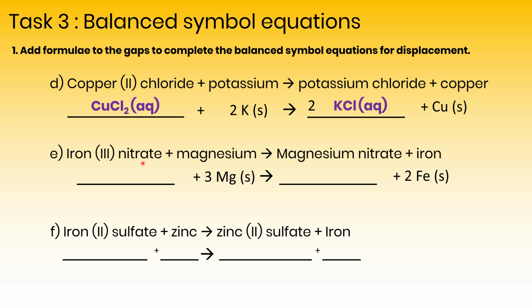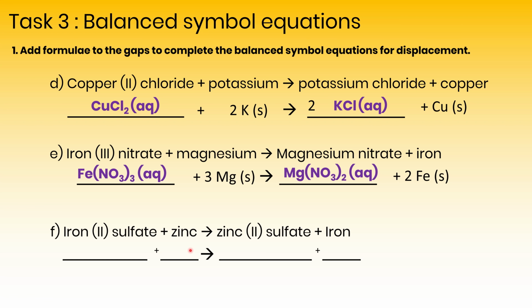Next up we've got iron 3 nitrate. Iron is a 3 plus charge, in this case because it's iron 3, whereas nitrate is only a 1 minus charge. So we're looking at Fe(NO3)3, meaning we've got 1 iron for every 3 nitrates. Magnesium nitrate is different. Magnesium has a 2 plus charge, whereas nitrate has a 1 minus charge, which means we need 2 nitrates for every 1 magnesium. So we should have got Mg(NO3)2, showing 2 nitrates for every 1 magnesium.